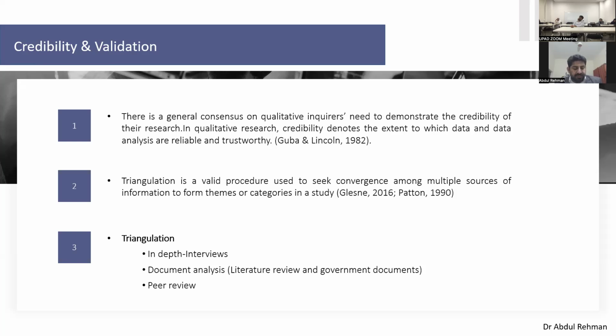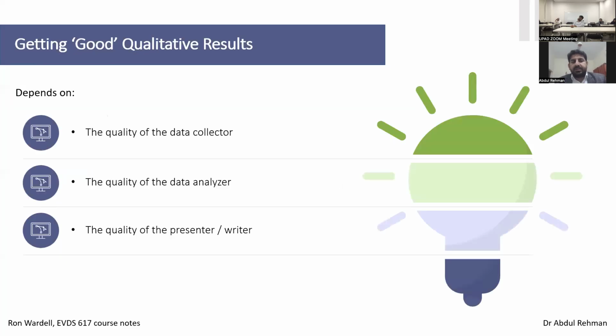Peer review is about different persons who are working in the same field. You share this research with them and they give feedback. So through triangulation, we validate the qualitative research. Getting good qualitative results depends on the quality of the data collector.